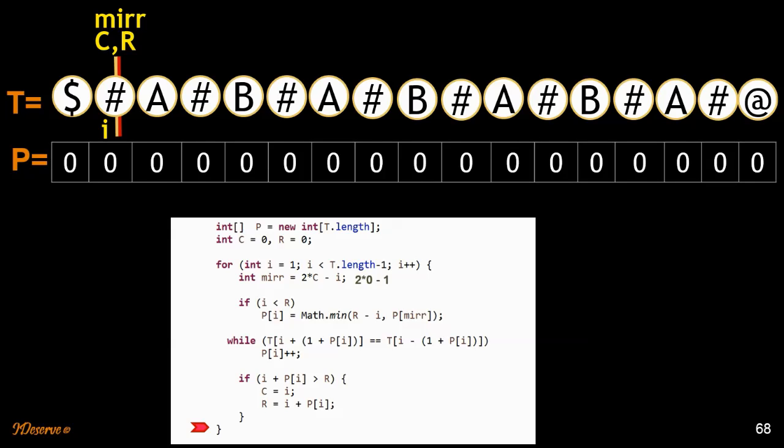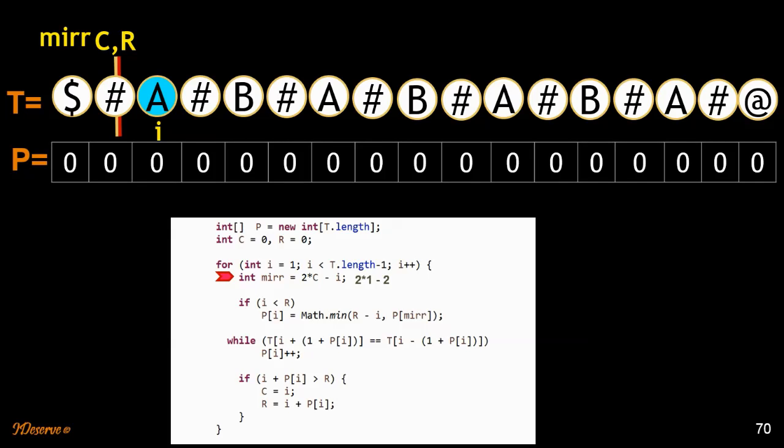So let's go ahead. In the next iteration, I moves forward, considers A as the center. Okay, so first step is before even expanding it, we try to find out the mirror for that center. What is the mirror for I, considering C as the center of the main palindrome? It will be 2C minus I. If you work it out, you will understand that for C as the center, the mirror for I would be 2 into C minus I.